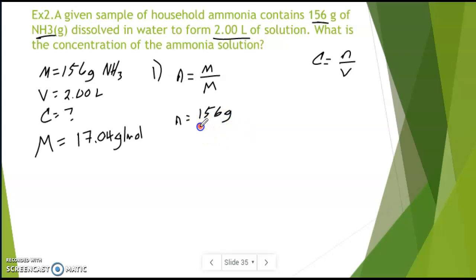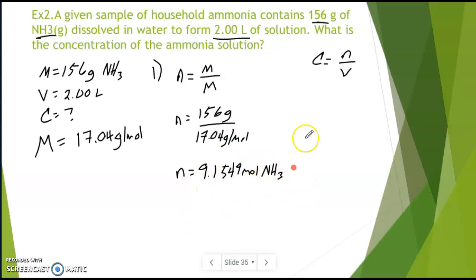156 grams divided by 17.04 grams per mole. And then we get an n value of 9.1549 moles. And our compound is NH3, just so we keep track of that.